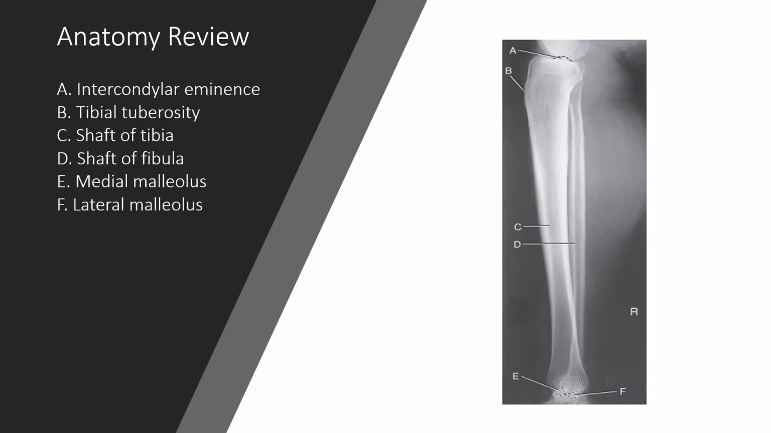If we look at this anatomy in lateral, this is also on page 222. I have filled out the anatomy for you as well. So A represents the intercondylar eminences up here. B is the tibial tuberosity. That's what I drew for you in purple on a picture a few slides back. So that is the tibial tuberosity. C is the shaft of the tibia. D is the shaft of the fibula. E is the medial malleolus, and F is the lateral malleolus.